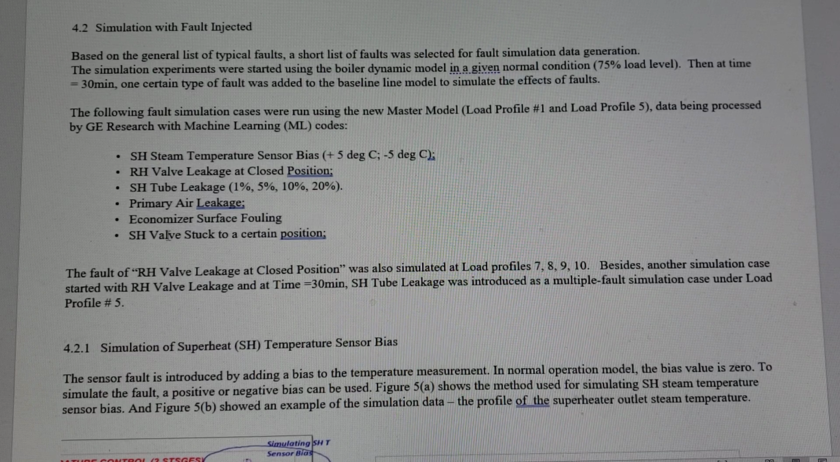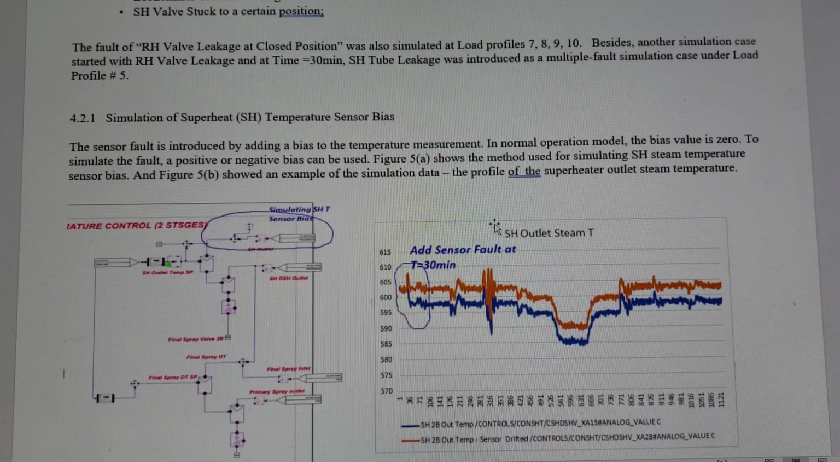And a superheater valve stuck at a certain position means the controller keeps calculating and sends the signal to the valve as the actuator, but the actuator, being stuck at a certain position, cannot move. So this is a typical fault we can encounter in real plant operation. And then this basically shows how we simulate.